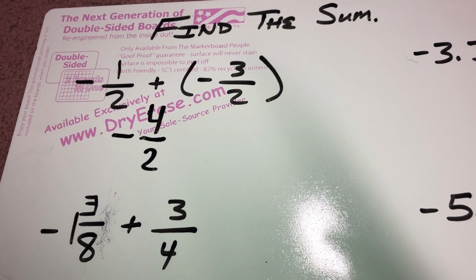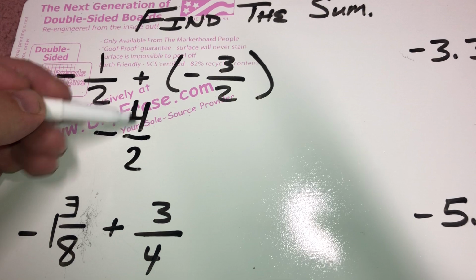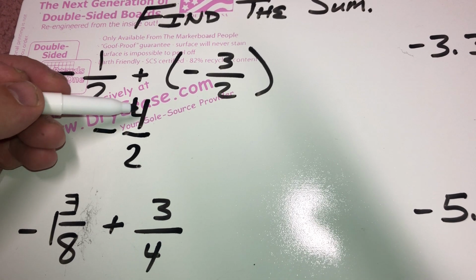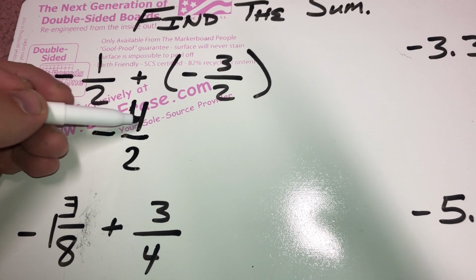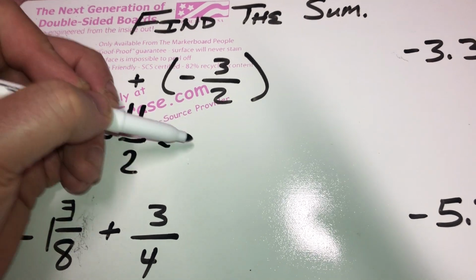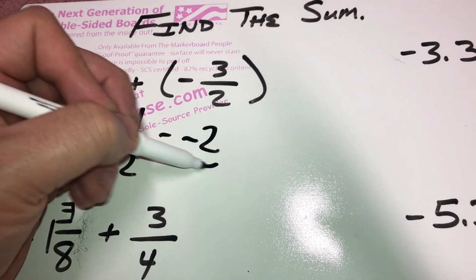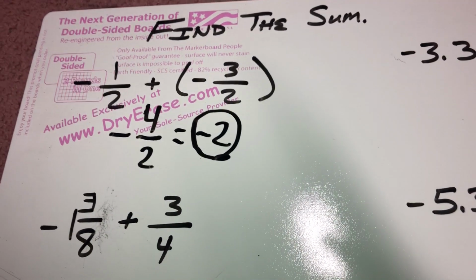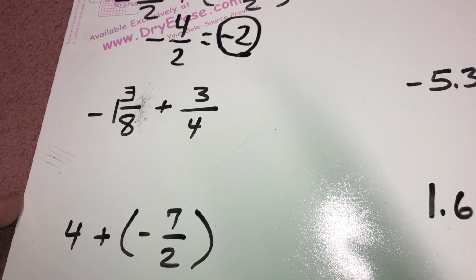Now, when it's fractions and all that, we've got to simplify. I know that a fraction is just a division problem. 4 divided by 2. 4 divided by 2 is 2. So that tells me that the answer that I'm looking for is negative 2. Moving right along, negative 1 3/8 plus 3/4.